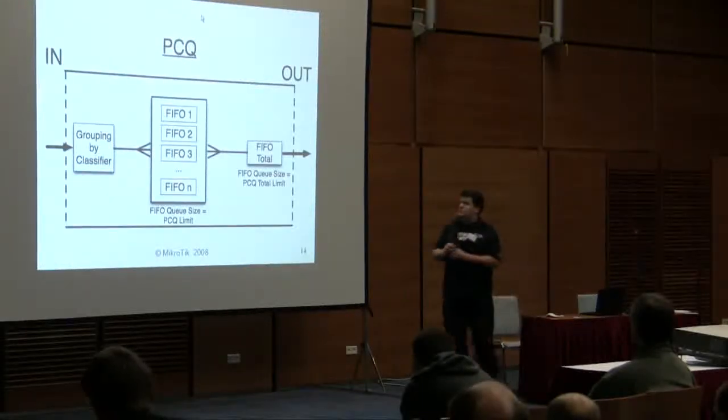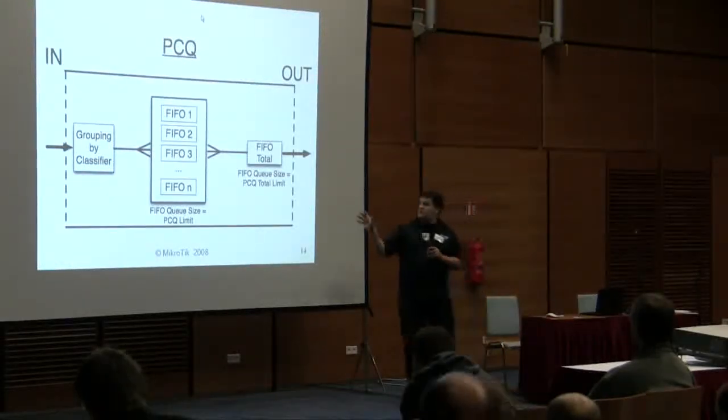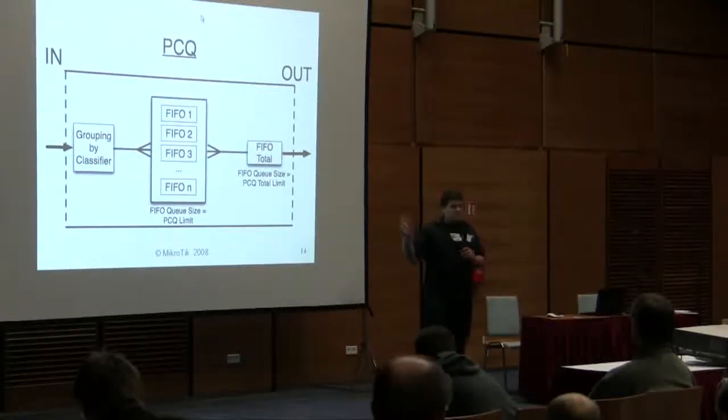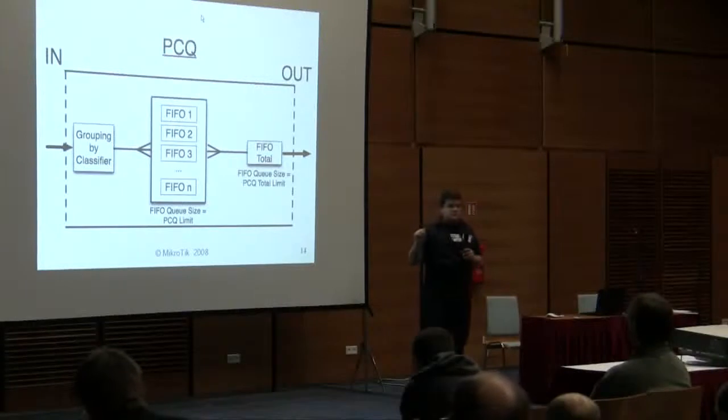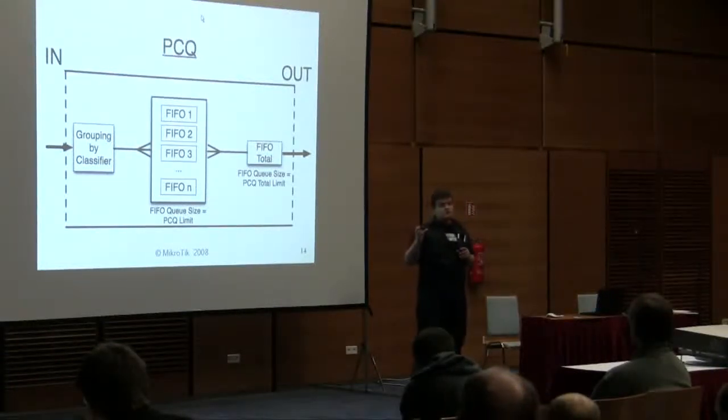So basically, the process in PCQ can be divided in 3 parts. First part, grouping by classifier. So let's imagine we have traffic that's leaving through the local interface, and we choose classifier destination address. What will be the substream?